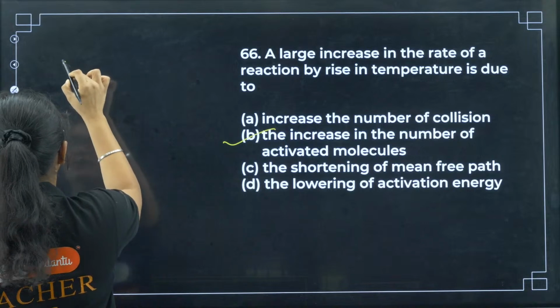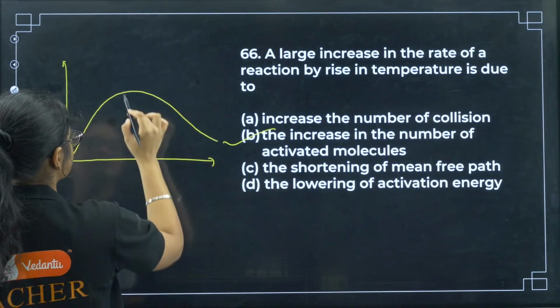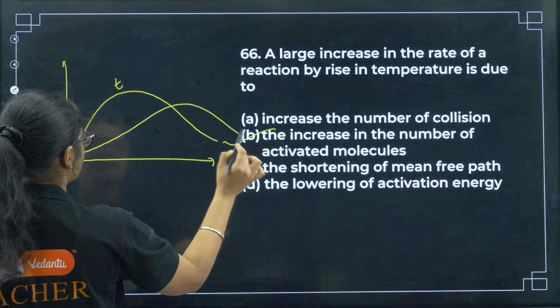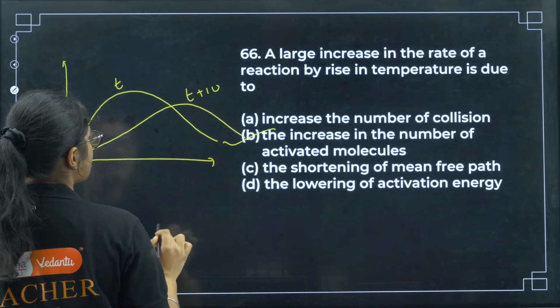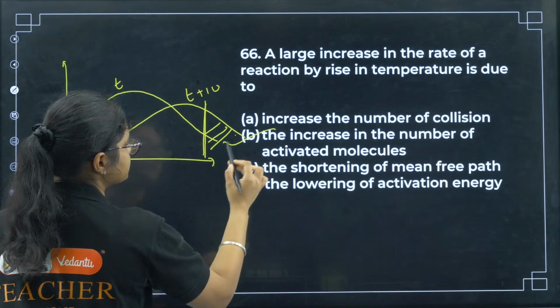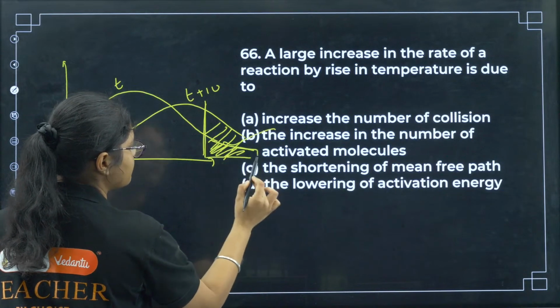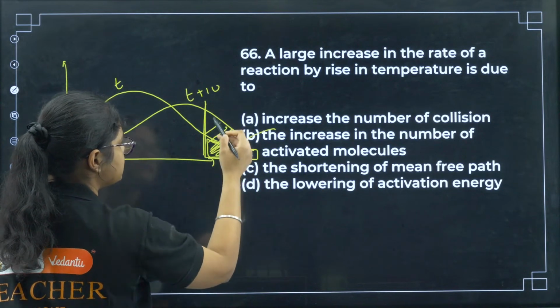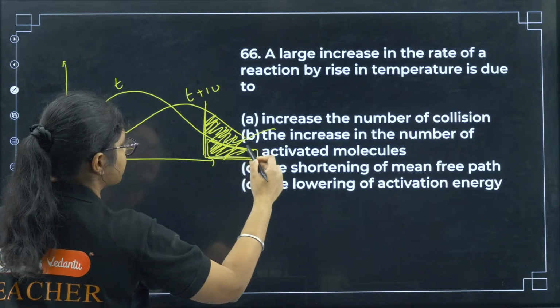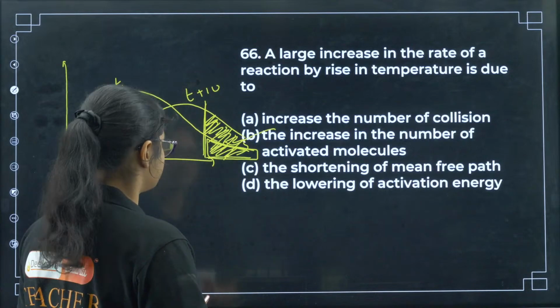If you have seen that Boltzmann graph, suppose this is at T, the graph at T plus 10 is like this, and here we have somewhere the number of activated molecules. So when you have temperature T, this is the fraction of molecules having that energy, and when it is T plus 10, this is the fraction. So what will be the correct answer here? That is option number B.